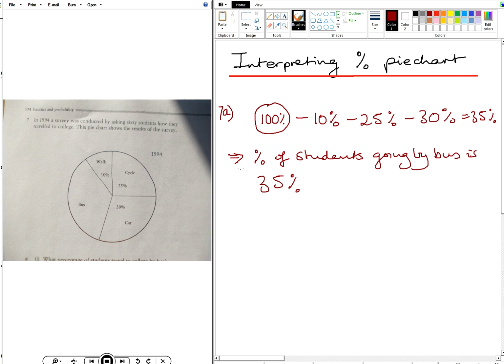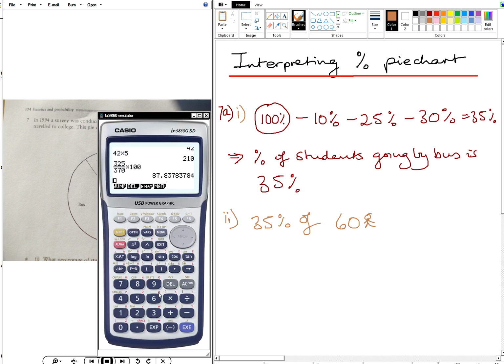To calculate the number of students who traveled by bus. So for this part of the question, 7A part 2, we have to work out 35% of what? If you look at where my cursor is here, how many students do we have in the pie chart? 60. So we've got to work out 35% of 60 students.